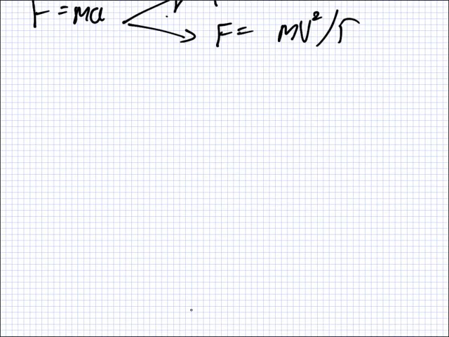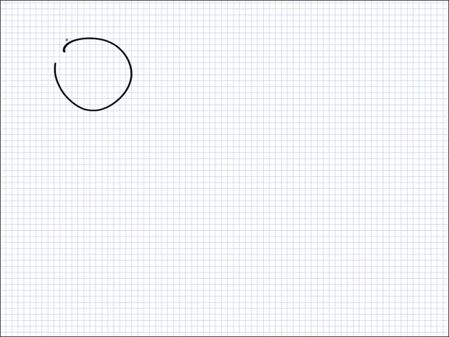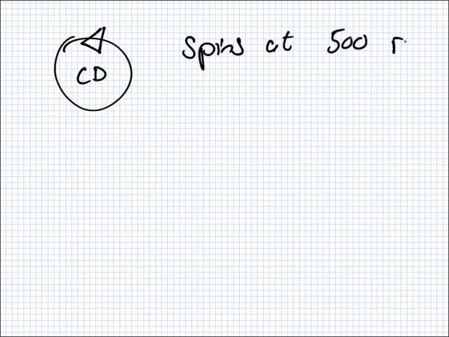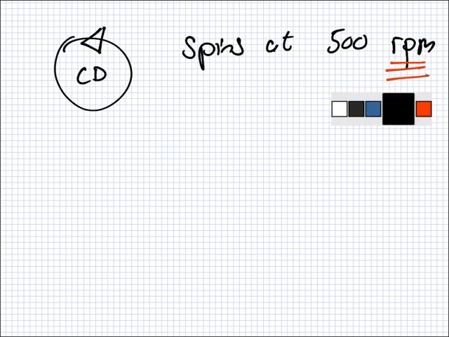So, this here is a CD. It spins at 500 RPM. Who knows what RPM means? Not radians per meter. No, nice try though. Don't look it up. Revolutions? Yeah, revolutions per minute.